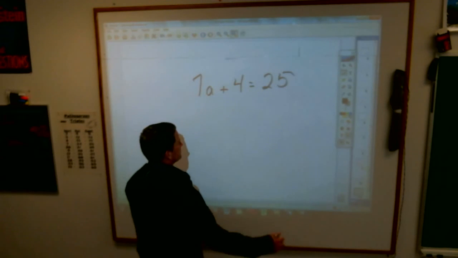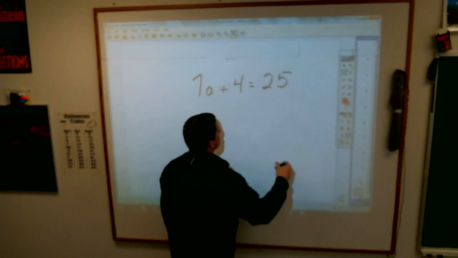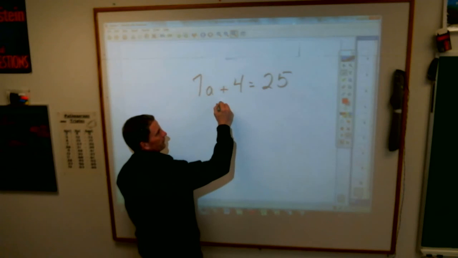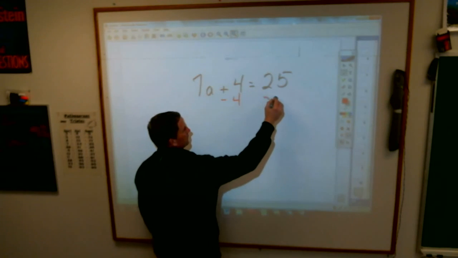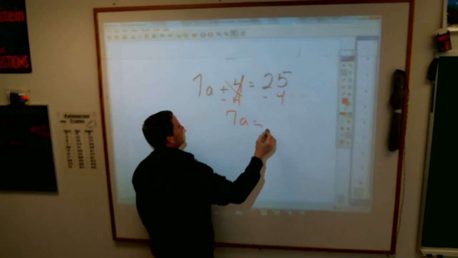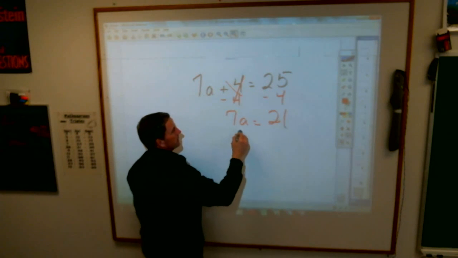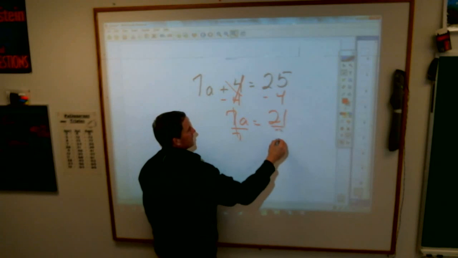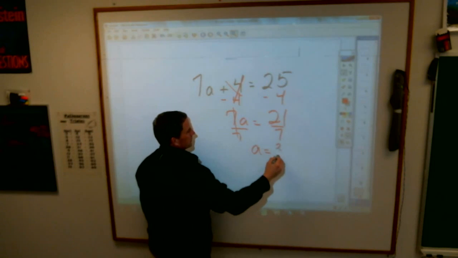Carter Westfall, 3. That sounds good. How do you get rid of the adding 4? By subtracting 4. This is what it should look like on your paper. You're still left with the 7a, 25 minus 4 is 21. Divide by 7, divide by 7, a equals 3.